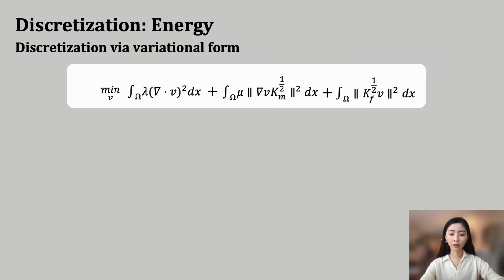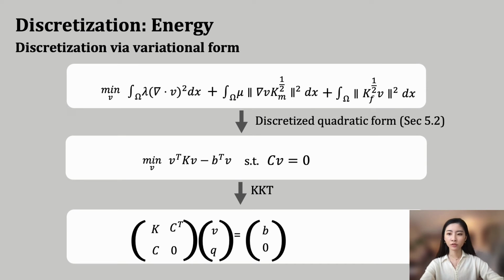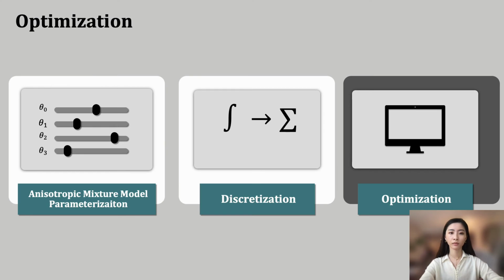Here, I'll quickly outline the discretization for the continuous energy. For the continuous anisotropic material model we introduced, we note that all energies can be discretized into a quadratic energy form. This means essentially we're solving for a quadratic energy minimization problem subject to boundary conditions specified as Dirichlet conditions. We solve this minimization problem by constructing a KKT system. Gradient computation is straightforward with sensitivity analysis.